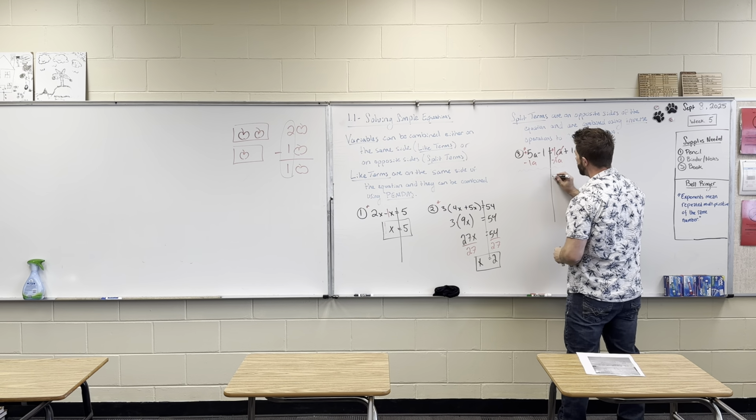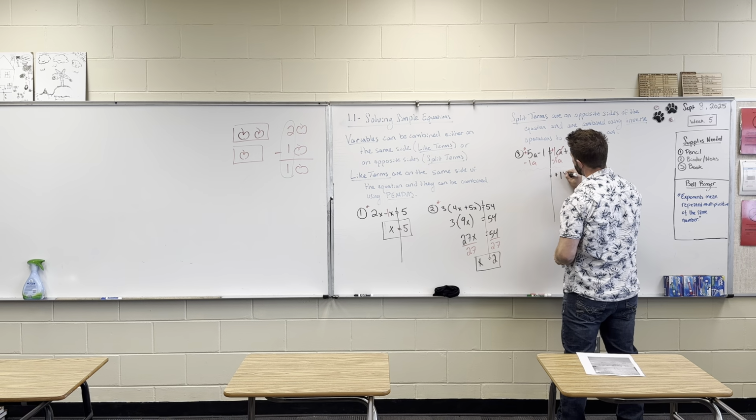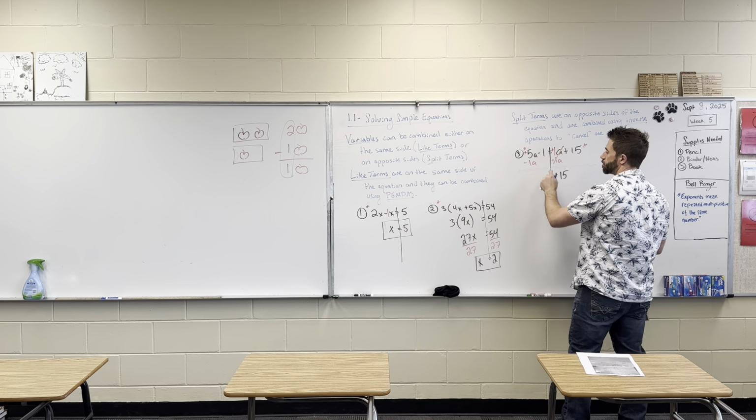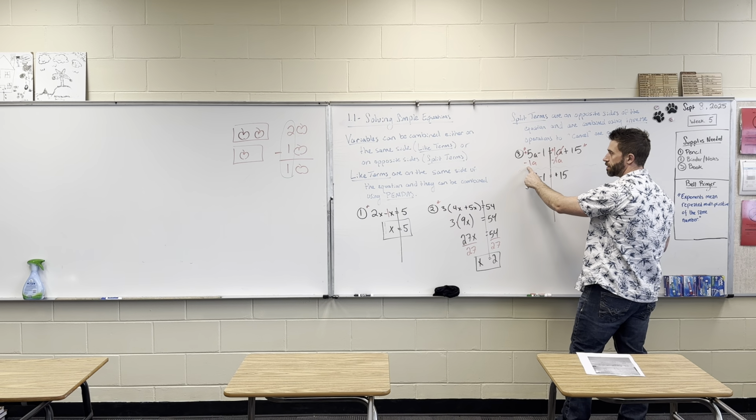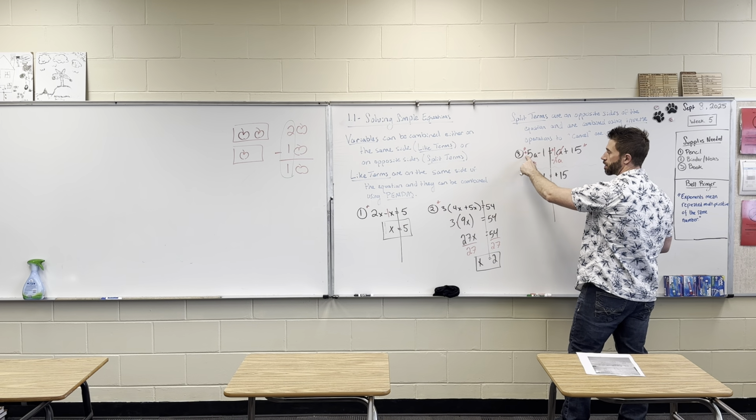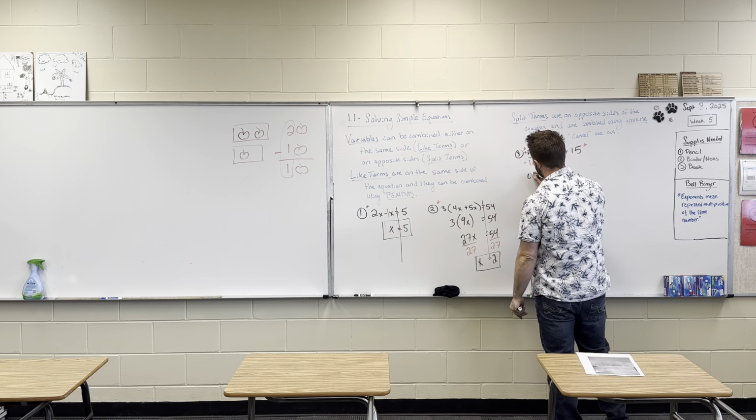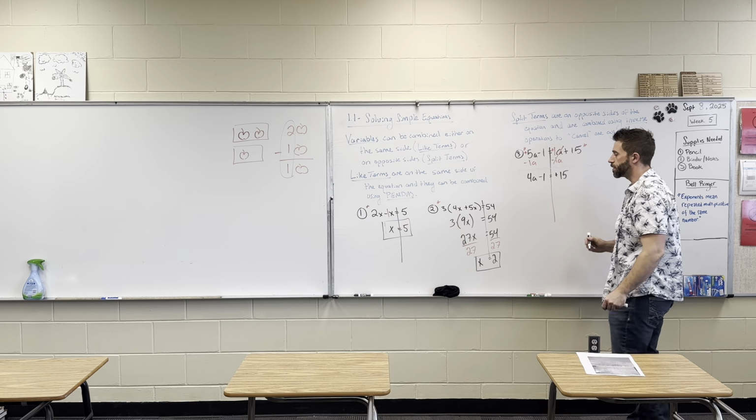The 15 I didn't touch. So I have a positive 15. I didn't touch the minus 1, but I did have 5a minus 1a. So just like my apple scenario from earlier, 5a minus 1a gives me 4a. There you go. So now I've got that.